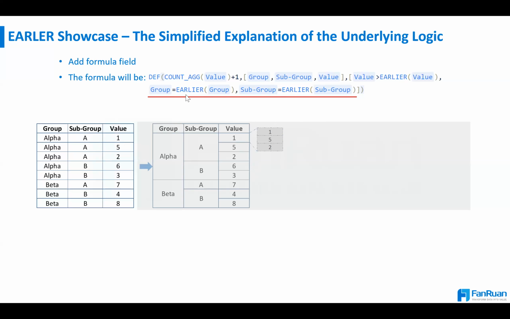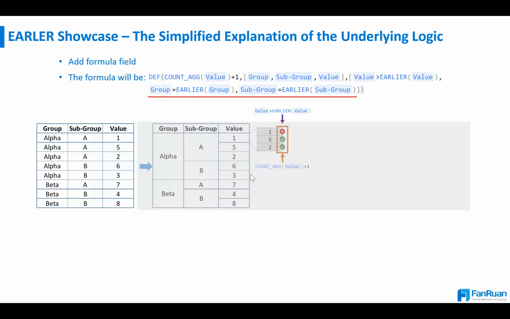These 2 equal conditions. You can see for group alpha, subgroup B, cell 1. For this cell, values with the same group and the same subgroup are only 1, 5, 2. So it expands with 1, 5, 2, this subview. And then we still run all the calculation, like if the value is larger than this cell value. For example, 1 larger than 1 is false, 5 larger than 1 is true, and 2 larger than 1 is also true.